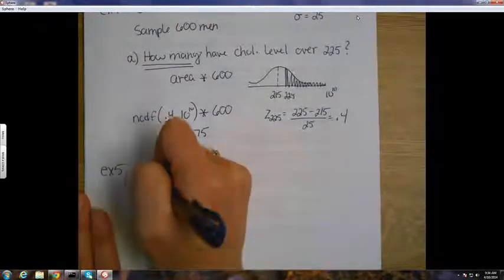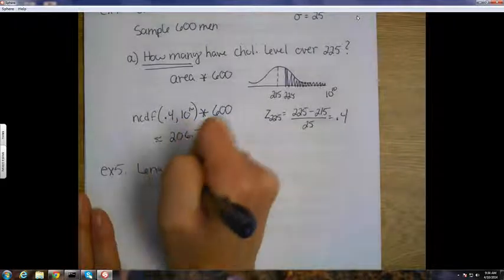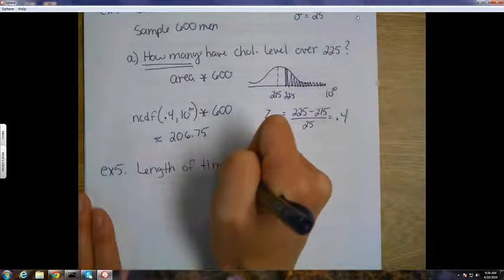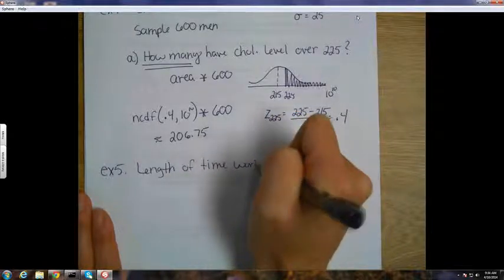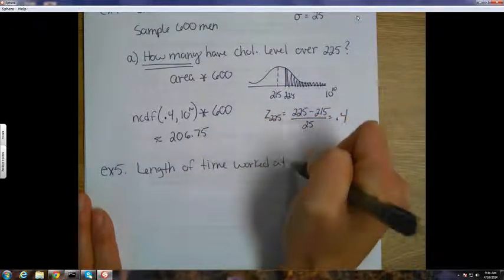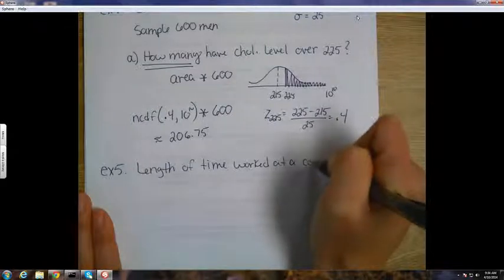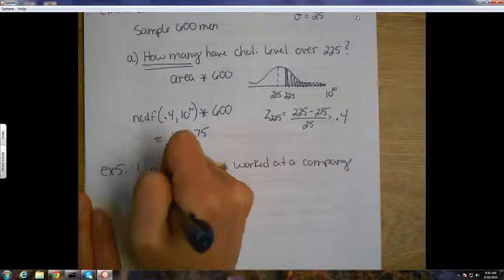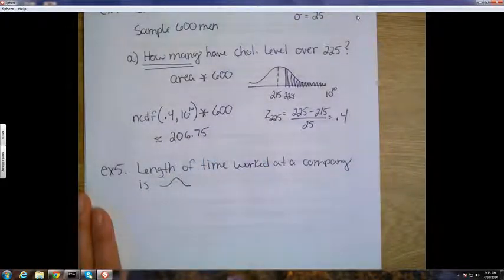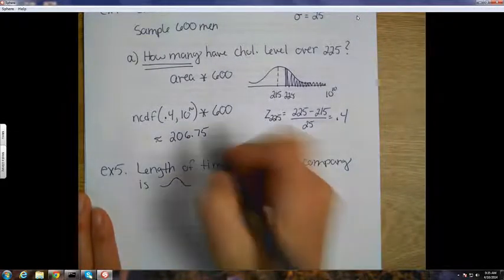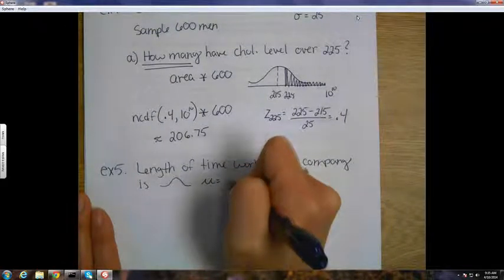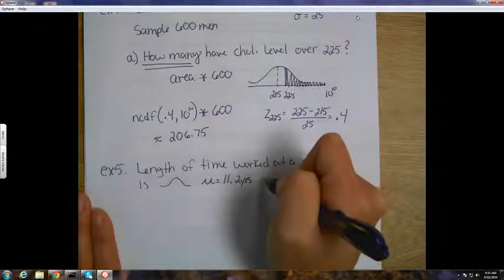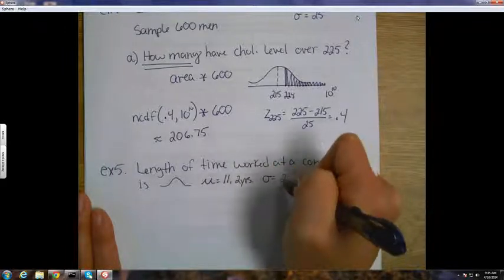Okay, the length of time worked at a company is normally distributed, with the average length of time being 11.2 years and a standard deviation of 2.1 years.